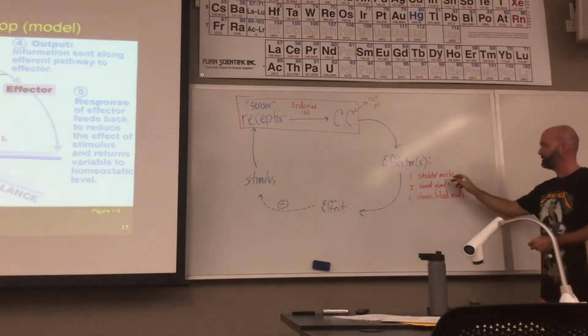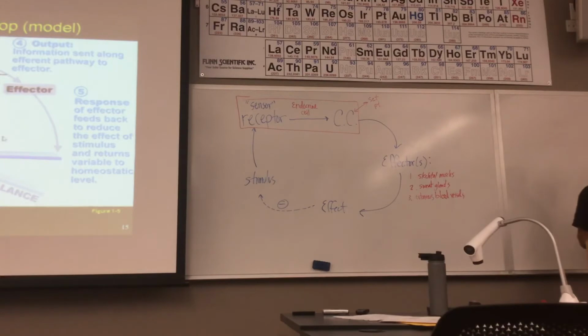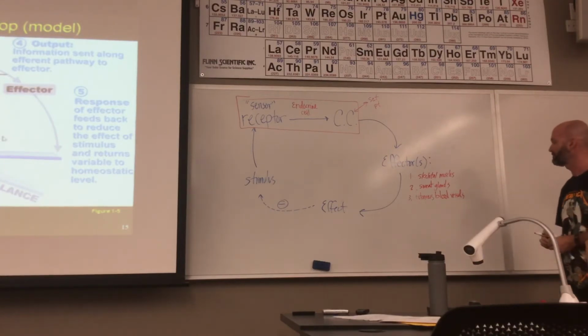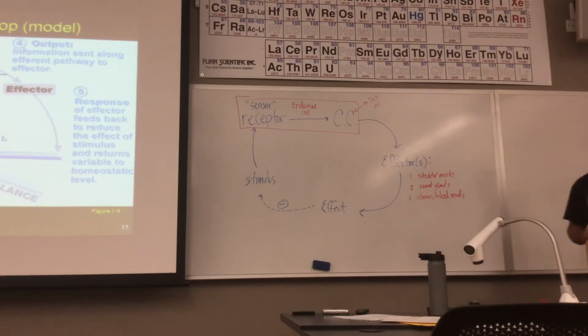So don't just put muscles, don't just put blood vessels, too vague. You need to know which muscles and which blood vessels. I don't need to know which sweat glands because it's all of them. You're okay with that one. What about putting epidermis? Is that wrong? Epidermis? Yeah. Epidermis doesn't change what it does in any way.